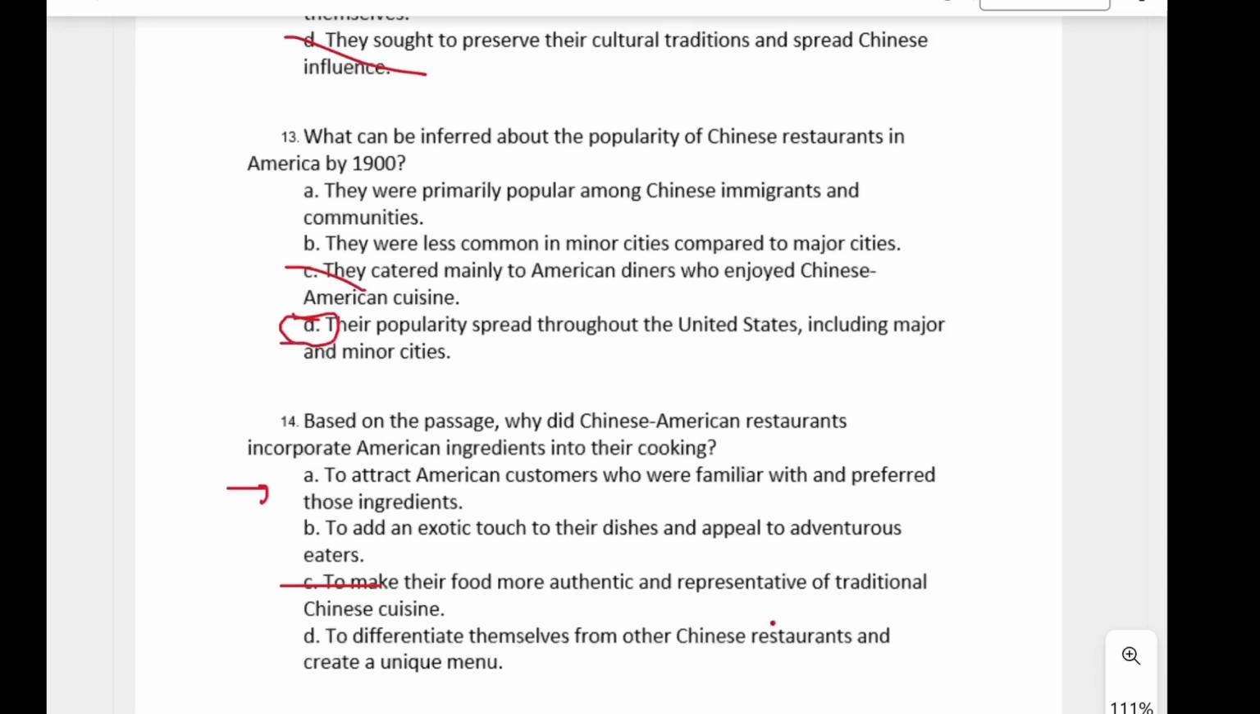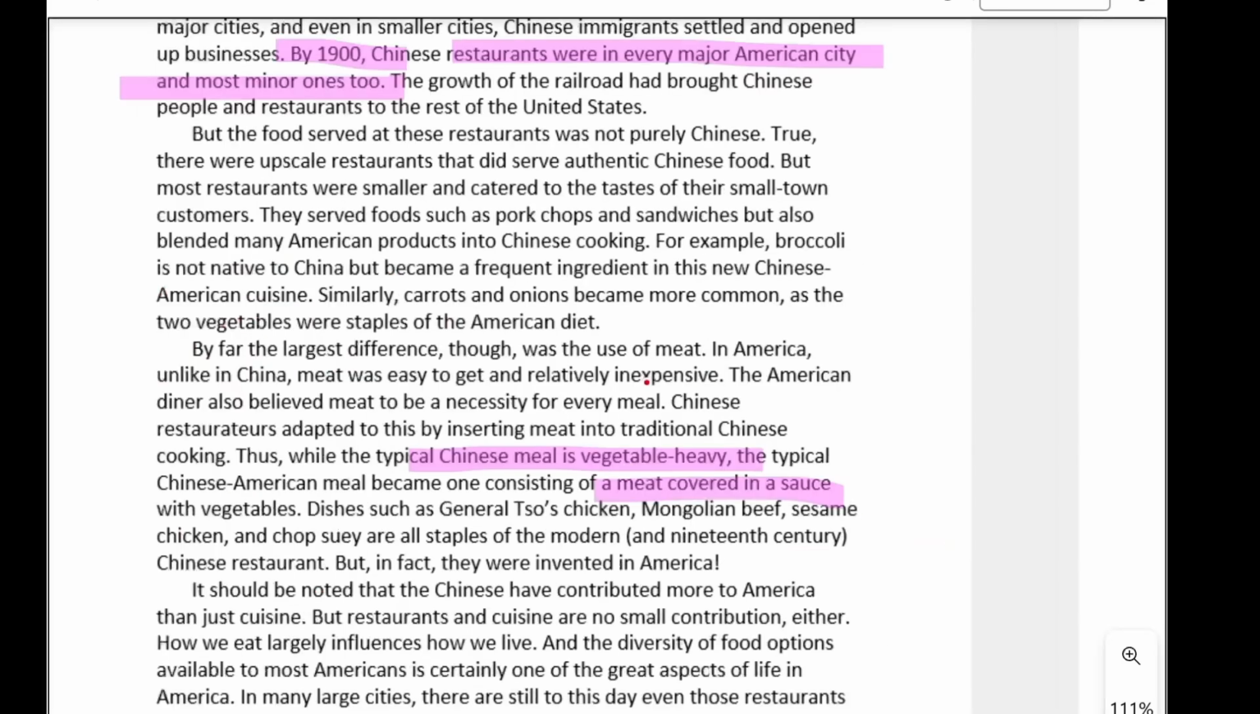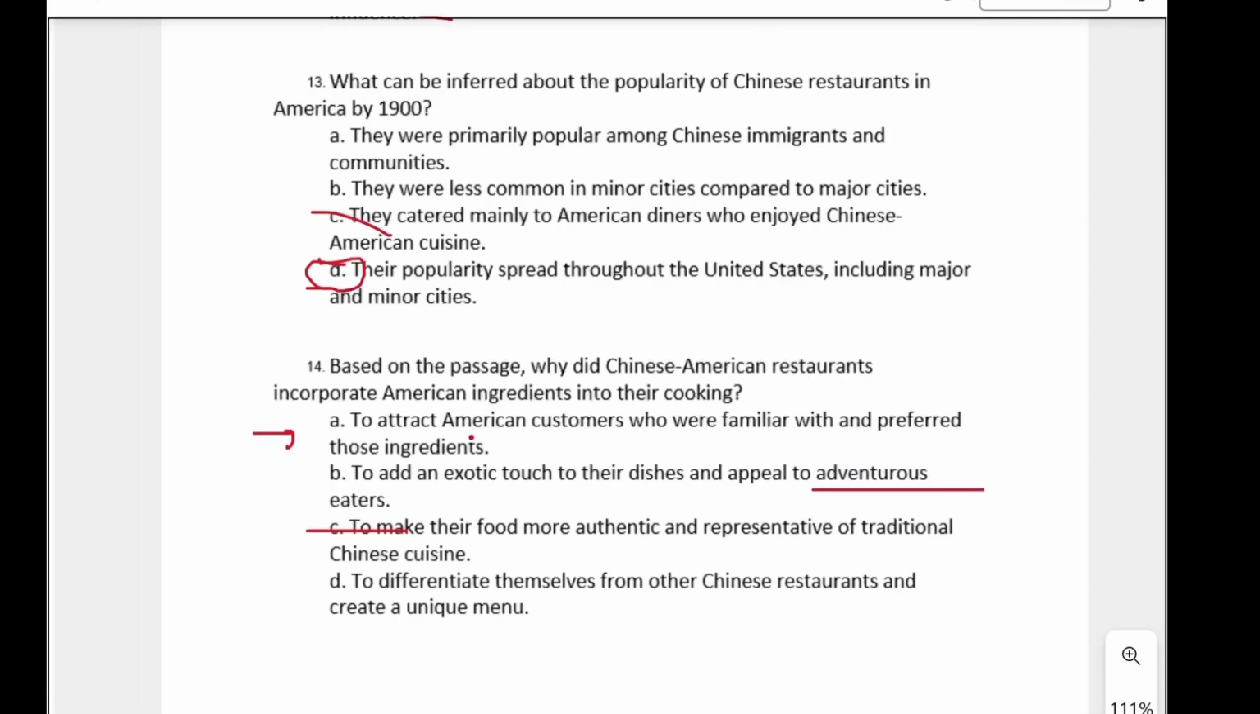Now, it doesn't really talk about adventure as the main premise. It clearly implies here that it's not trying to be adventurous, it's trying to be exactly like what the Americans eat. If the Americans wanted to eat meat, they tried to incorporate that into their own food. Therefore, we can cross out adventurous. And to differentiate themselves from other Chinese restaurants, there's a general trend that Chinese American food is a mix of Chinese. So, generally, a Chinese American restaurant will be similar to the next Chinese American restaurant. The text is definitely making it more out of necessity and assimilation rather than trying to make a unique menu. Therefore, 14A is the correct answer.